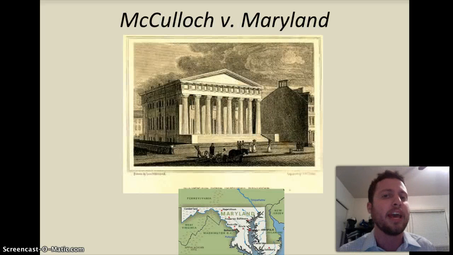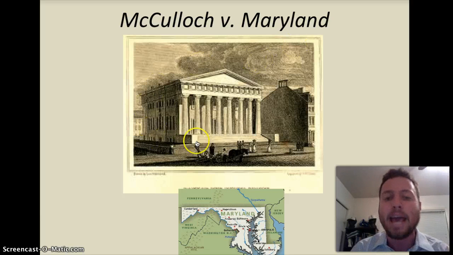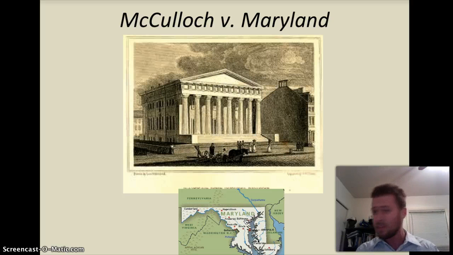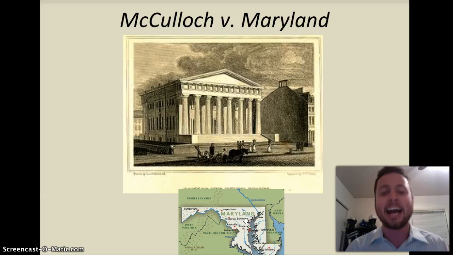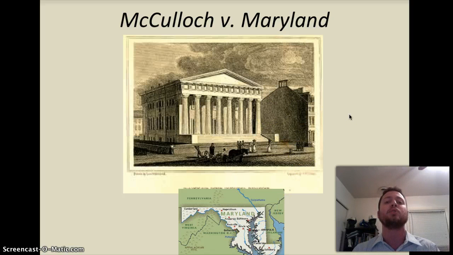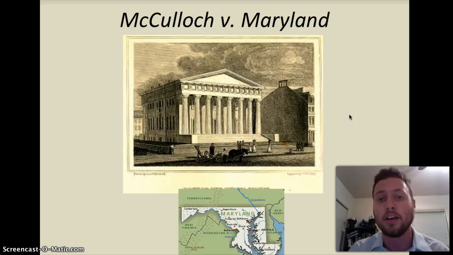He comes up with two more cases. The first one's McCulloch v. Maryland. McCulloch v. Maryland, Bank of the United States. One branch of it was inside the state of Maryland. Maryland did not like having the Bank of the United States, so they tried to tax it. They placed a tax on the bank. The case went all the way to the Supreme Court, and it was McCulloch versus Maryland.